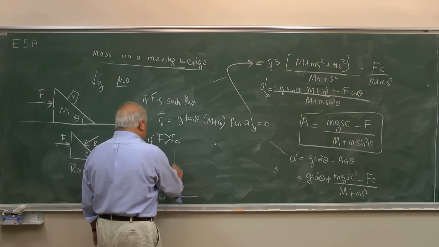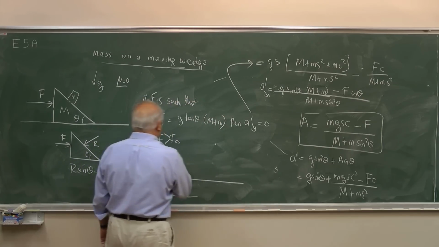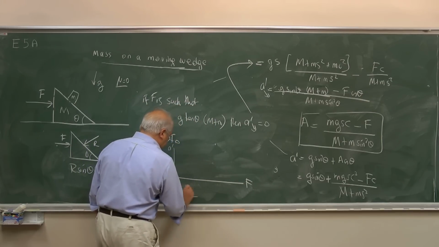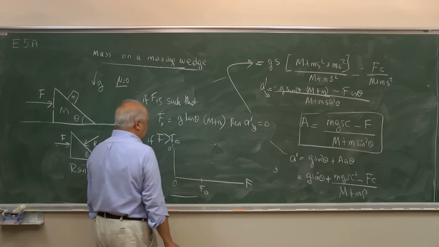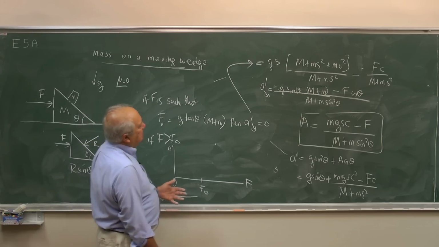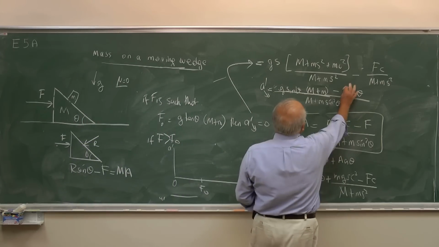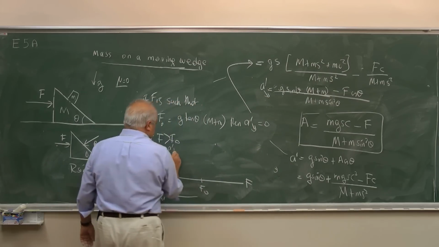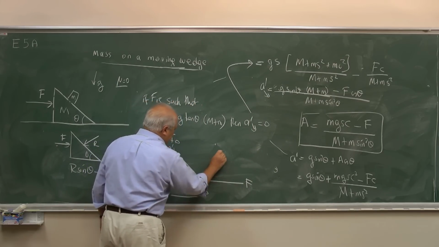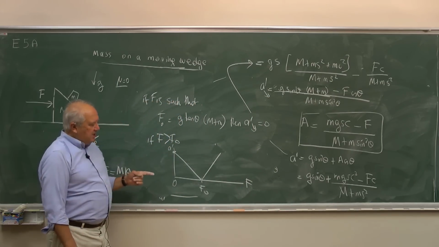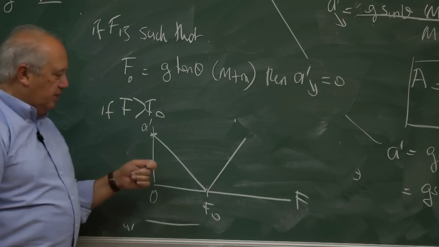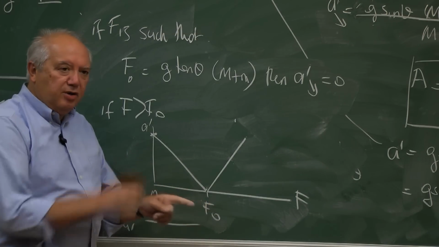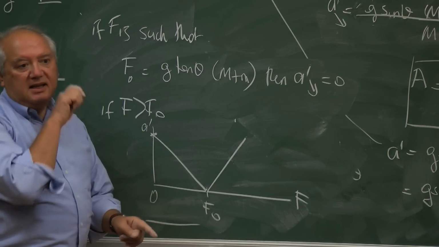So I can write this thing. Here, let me write A prime. Here, F. Here it is 0. Here it is F0. So when it is 0, you put there F0. Then you put your numbers here somewhere. So it comes down and up. That means F0 is a critical force because if you push it with a force greater than F0, the mass doesn't go down, it slides up.